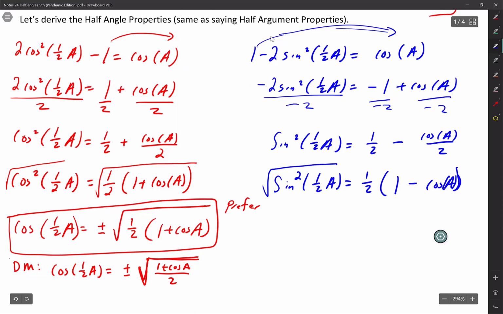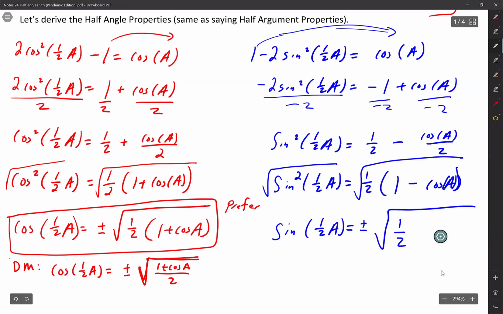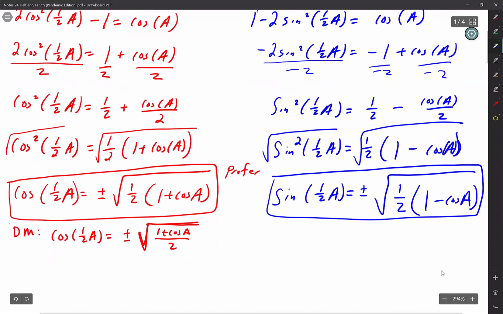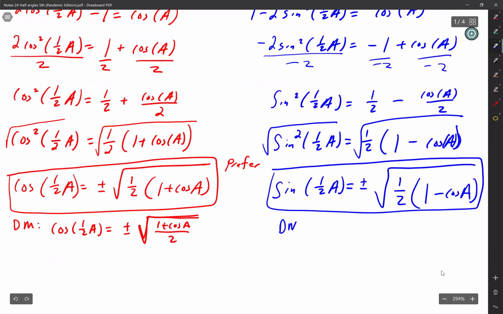Now next, I want to get rid of that square, so I'm going to square root it, and finally it goes away. I put plus minus in the front, and let me minimize this. Square root of 1/2, like so, and then I write 1 minus cosine a. If you use this expression 3 times, you will have it memorized. Don't freak out when you do the Delta Math. Delta Math has it like this: sine of half a equals plus minus the square root of 1 minus cosine a, all divided by 2.